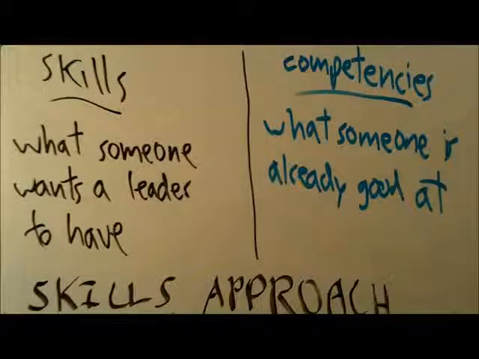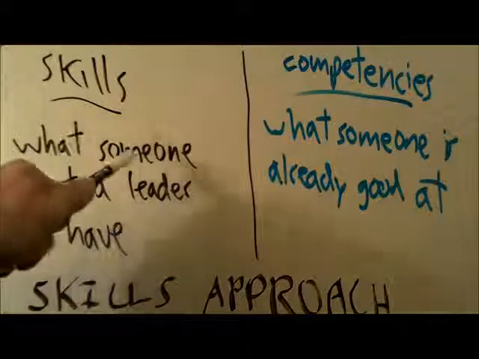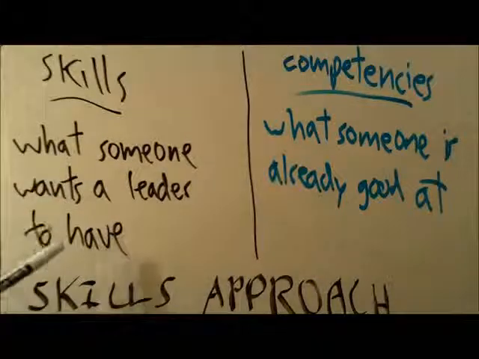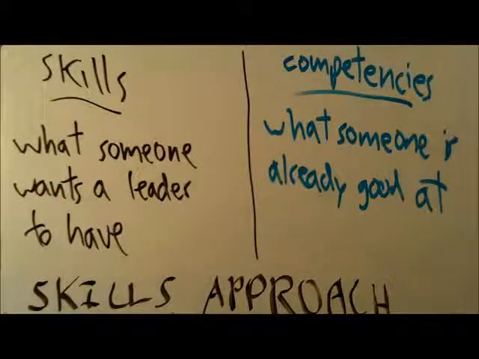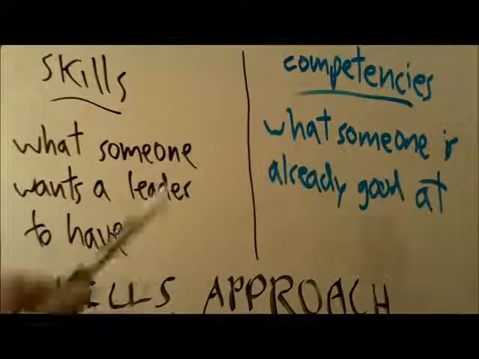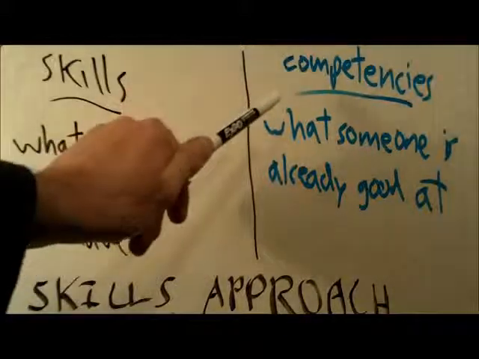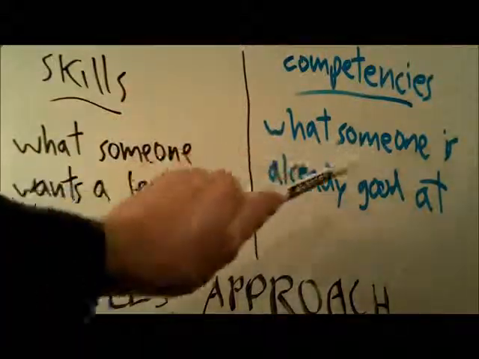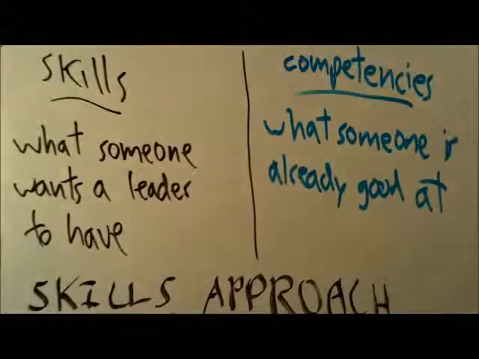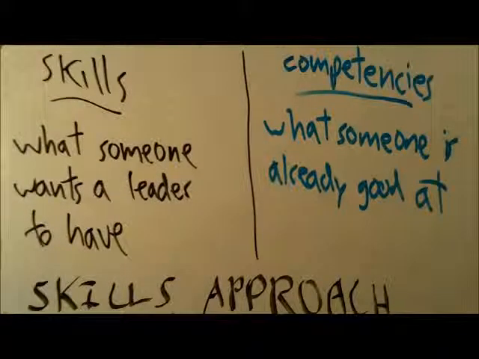The difference is that when we're talking about skills, we're talking about what someone else wants a certain leader to have in a certain leadership position. On the other hand, for competencies, we're talking about what someone is already good at. The thing to remember, though, is that both of these sets use very similar terms to describe pretty much the same stuff. Let me explain.